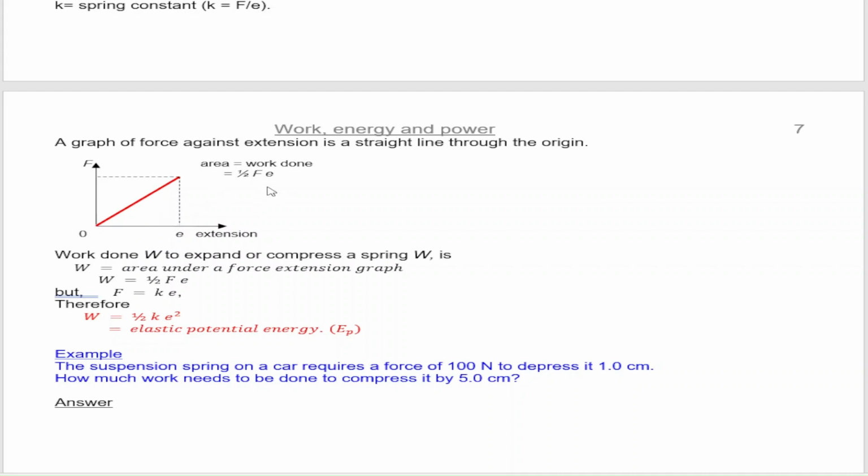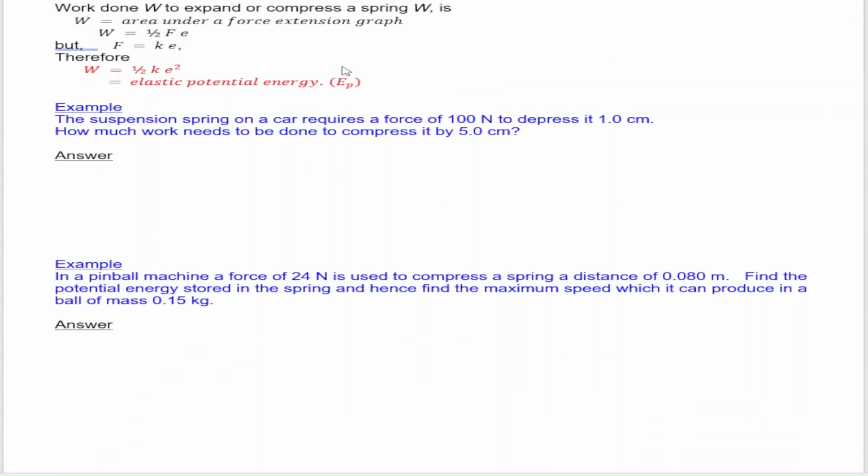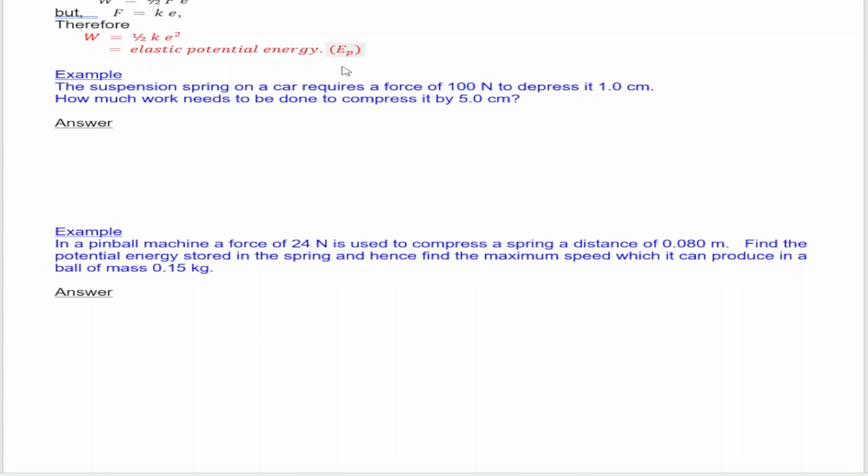So half Fe. Now we know that F is equal to Ke, which means it's going to be half Ke squared. There is a problem to work out. The suspension spring of a car requires a force of 100 newtons to depress it 1 centimeter. So this becomes the compression. Compression or extension have the same meaning when we come to applying the formula. This is how much work needs to be done to compress it by 5 centimeters.